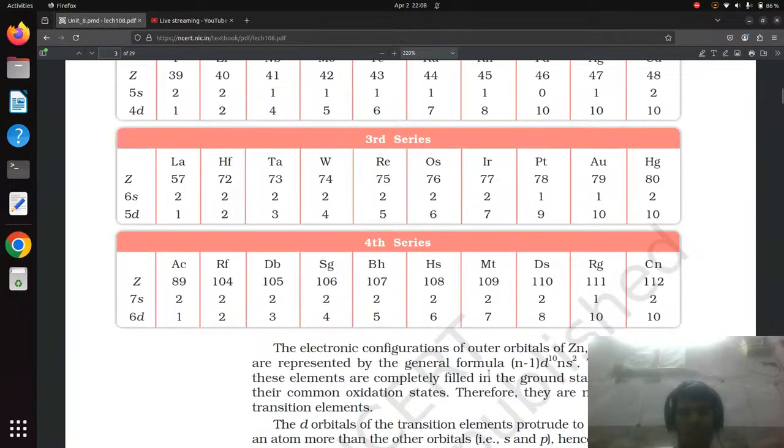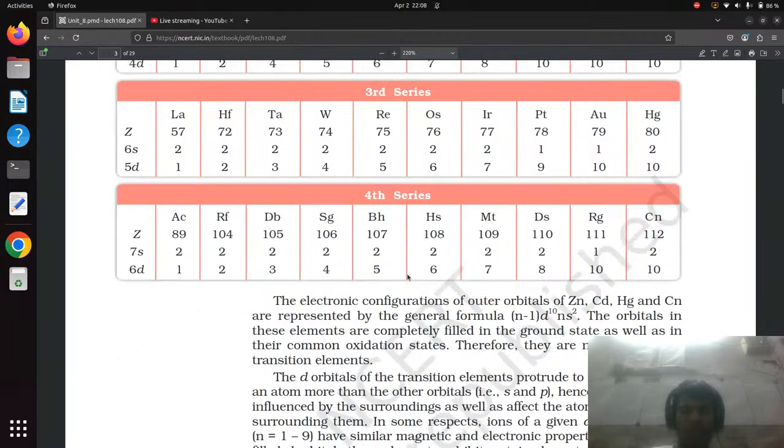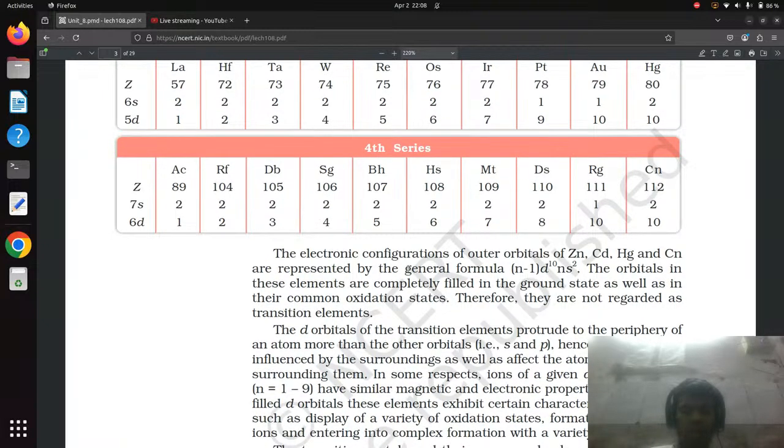The electronic configuration of outer orbitals of Zn, Cd, Hg, and Cn are represented by the general formula (n-1)d10 ns2. The orbitals in these elements are completely filled in the ground state as well as in the common oxidation state. Therefore, they are not regarded as transition elements.